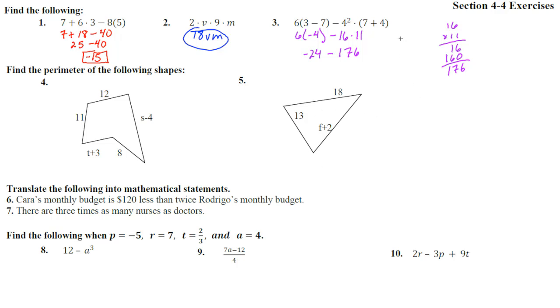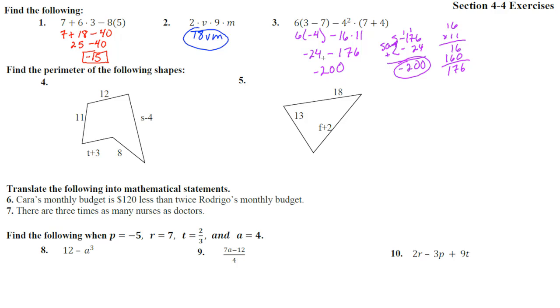We actually have the negative 176 and the negative 24. So these are the same, which means we're adding them. 6 plus 4 is 10, carry the 1. 1 plus 7 is 8, plus 2 is 10, carry the 1. 200, all in the negative direction. Good. Number 4, we have a perimeter.